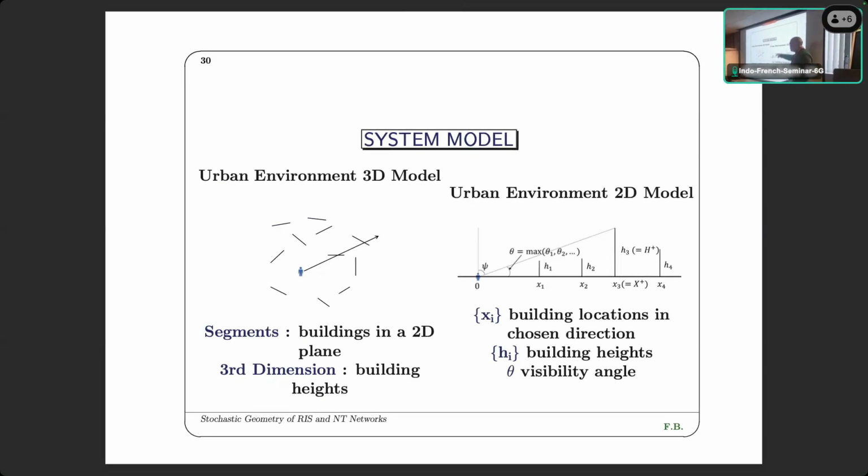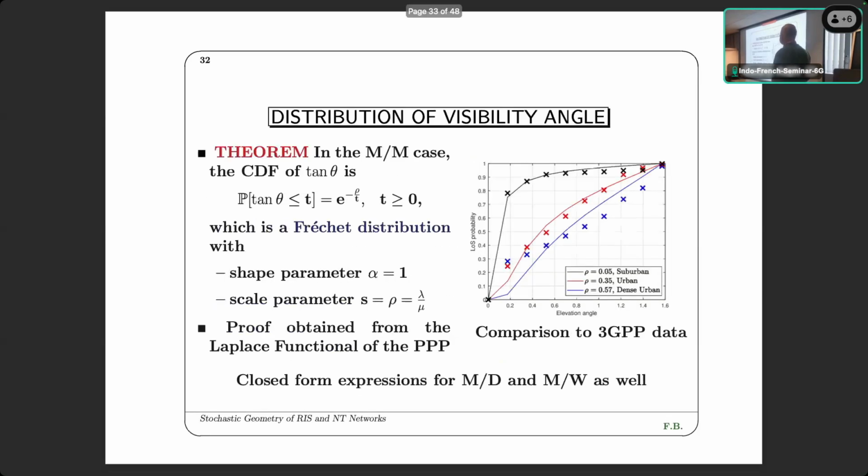If you challenge me and tell me, François, get me the Laplace transform of theta, which is the max of this angle, it's a max shot noise on this point process, with their marks, but that's not a problem. And there is a closed form for this angle theta, the blocking angle. It's a Frechet distribution in the MM case. It's amazing that when you put nothing in the system, Frechet is heavy tail. So perhaps you understand why it's heavy tail.